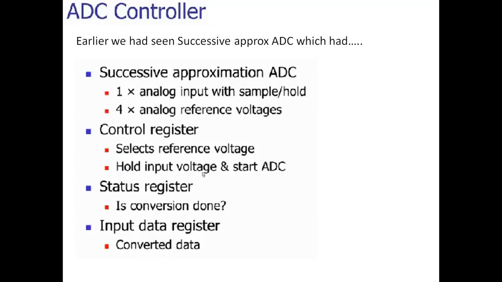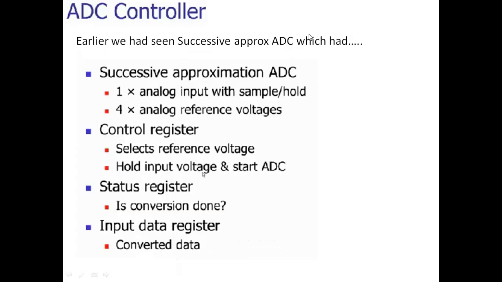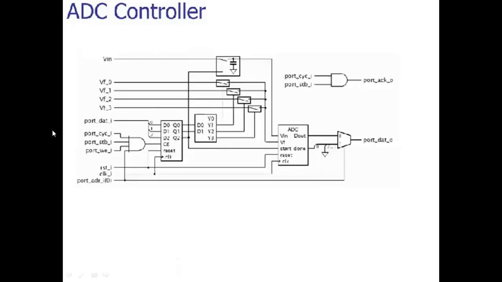But here we need to study the ADC controller as well. In place of the keypad controller in the previous figure, we now have the ADC controller. In place of the keypad, we have the ADC coming into the picture. So how will a command processor be connected through an ADC controller? Like we have seen a successive approximation ADC, where we used one analog input with the sample and hold circuit and all these ingredients. Now we'll see the diagram of the ADC controller.